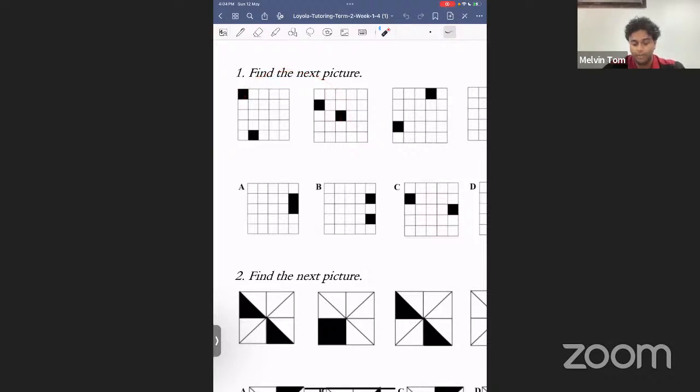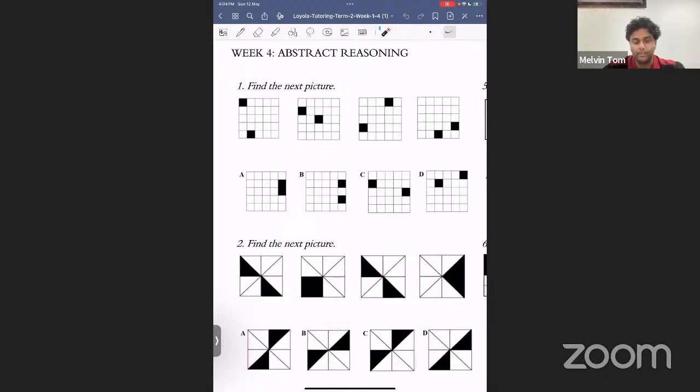For example, does this square become this one, or does this square become this one, right? So the first thing I want you guys to learn, like the first rule for this, right, that I want you guys to learn.